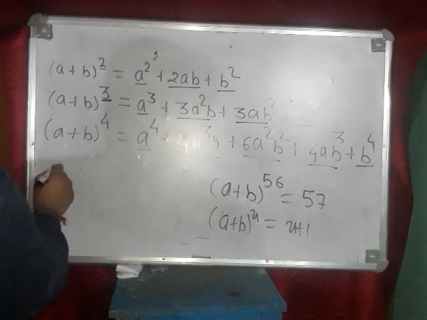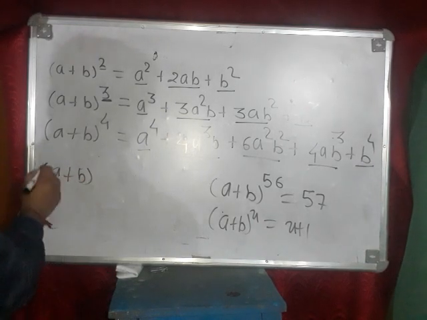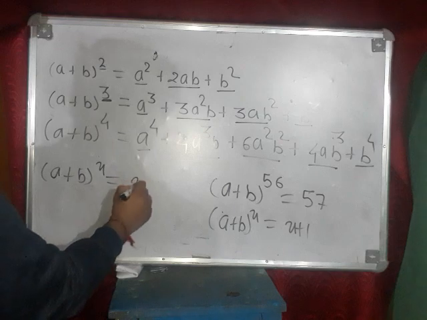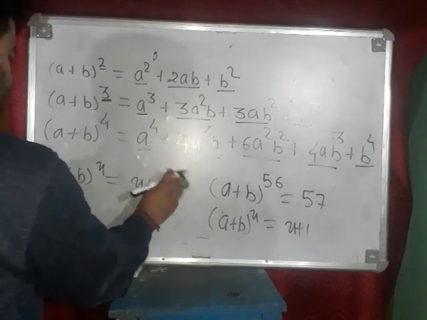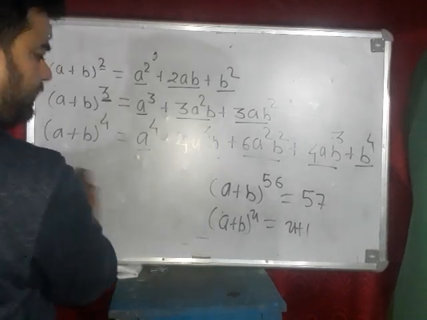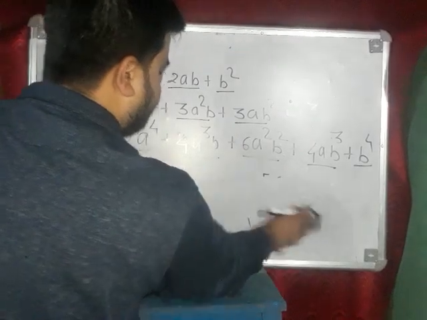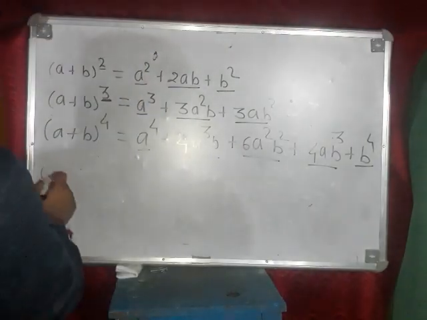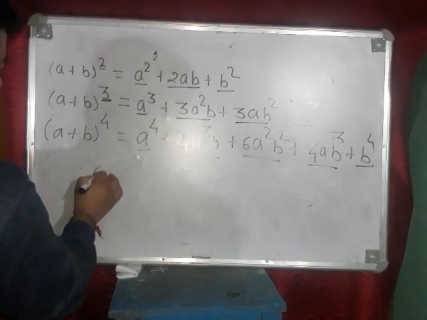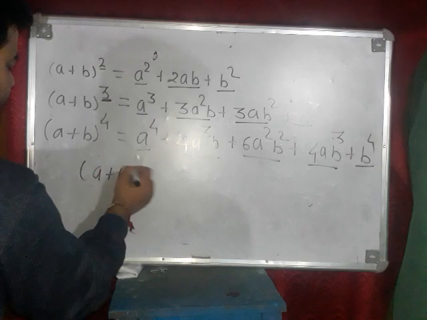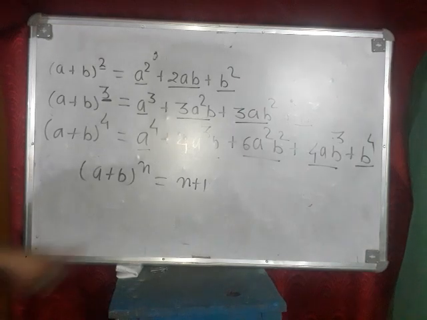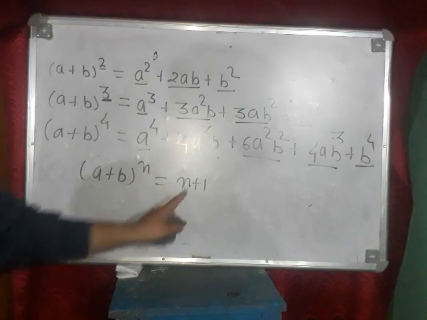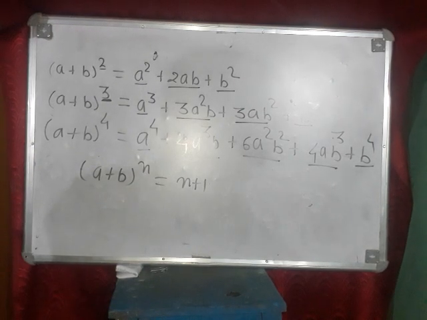Similarly, if (a + b) to the power x, then there come x + 1 terms. And the second thing: if (a + b) to the power n, then there come n + 1 terms.